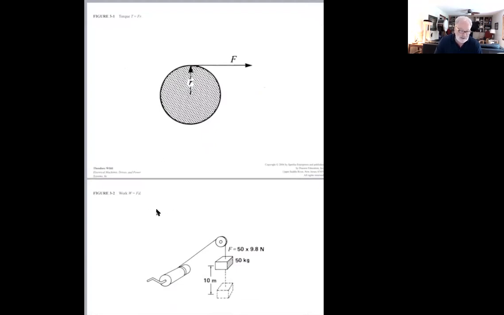So he gives us an example. Suppose a string is wrapped around a pulley. It has a radius R. If we pull the string with a certain force, the pulley will tend to rotate. The torque exerted on the pulley by the tangential force is given by our next equation.